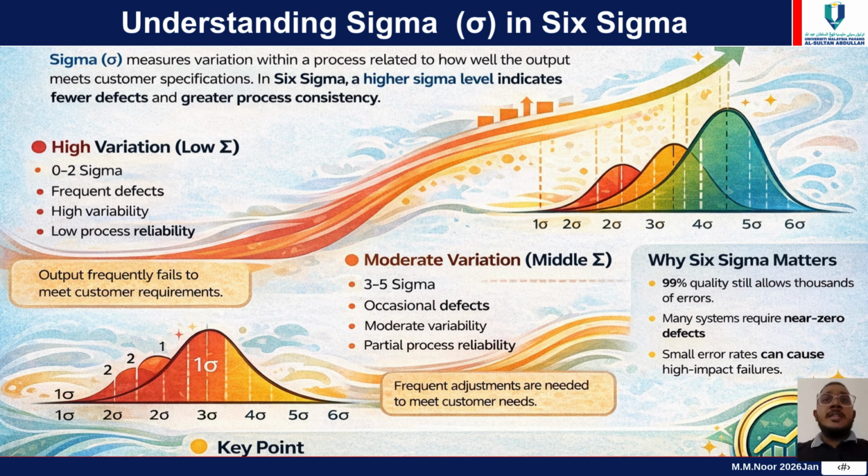Moreover, understanding Sigma. Sigma, represented by the symbol sigma, is a statistical term that refers to standard deviation, which measures the amount of variation in a process. A process with high variation is more likely to produce defects, while a process with low variation is more stable and consistent. In Six Sigma, higher sigma levels indicate better process performance. The goal is to reduce variation so that outputs consistently fall within customers' specification limits.